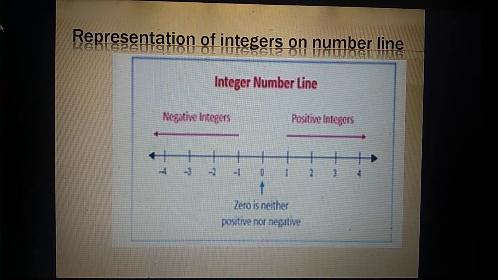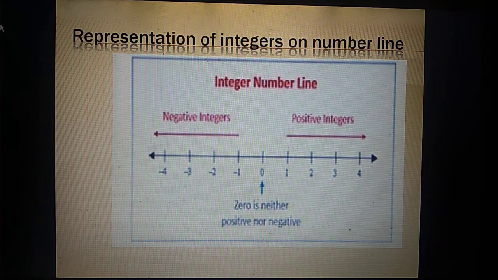Now consider minus 1 and minus 4. Here we can see minus 1 is on the right of minus 4. So, minus 1 is greater in comparison to minus 4. And if we consider 0 and minus 3, here we can say 0 is on the right of minus 3, so 0 is greater. So when we compare 0 with a negative integer, 0 is always greater.